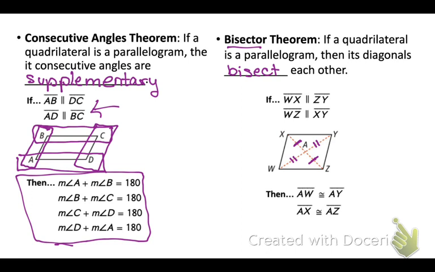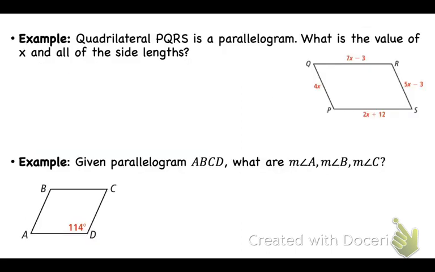So now we're going to apply all those things we've learned. Y'all ready? Okay. On these, please don't blurt them out. I want everyone to come up with a plan, and then I want a hand so people can still think. The quadrilateral PQRS is a parallelogram. What is the value of x and all the sides?